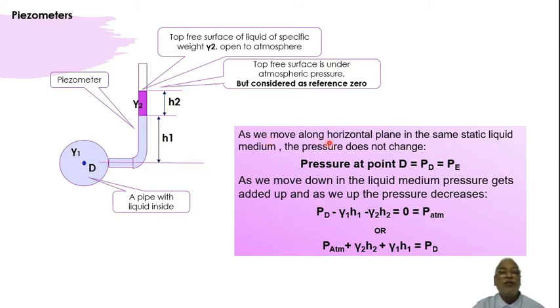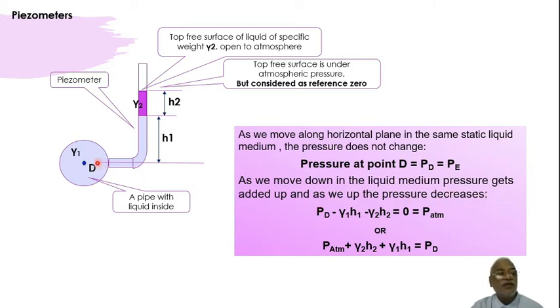Now as we move along a horizontal plane in the same static liquid medium, the pressure does not change. Here we want point D, you can consider any of these points, right? Everywhere here the pressure remains the same all along this plane. That is what it means. Even at this point, the pressure is the same as at point D. Now as we move down in the liquid medium, the pressure gets added up, and as we move up, the pressure decreases.